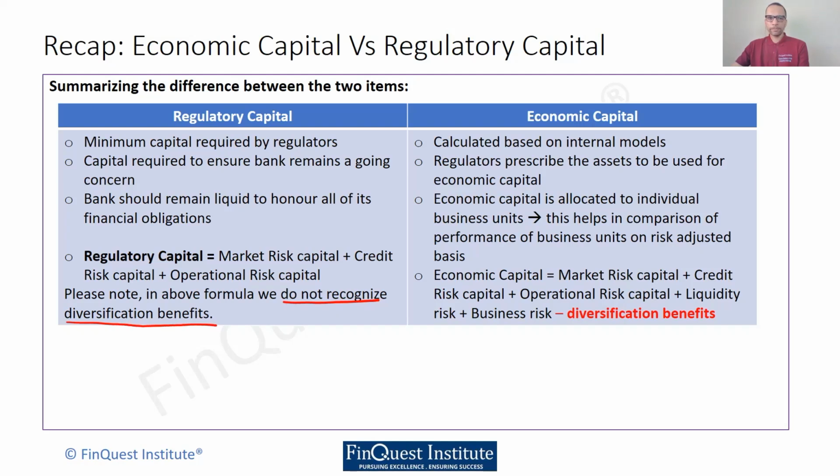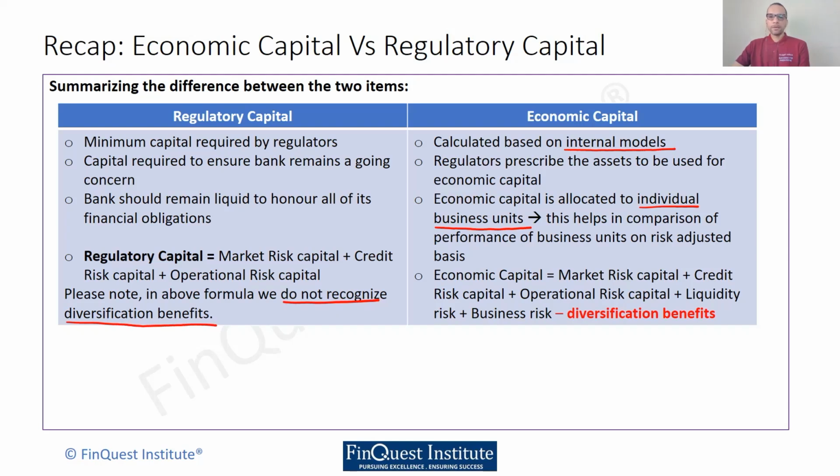As simple as that. Now, contrasting this with what we do for economic capital: economic capital comes from the internal models which have been developed by the bank. Regulators can prescribe the kind of assets to be used as economic capital. Also, as we know, economic capital is allocated to individual business units because the profitability of individual business units is paramount for the overall bank to remain profitable.